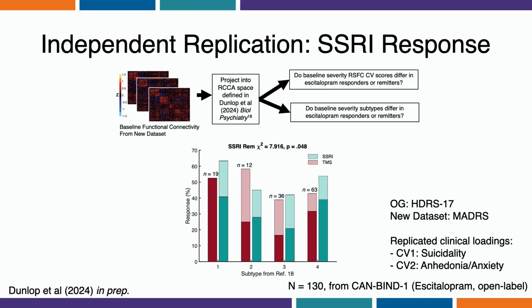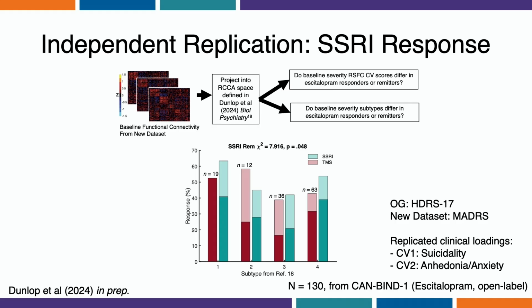Interestingly, we were also able to find differences in remission rates to SSRIs, such that subtype 1 had the best remission rates, not only to TMS, but also to SSRIs. Interestingly, subtype 2 also fared very well to SSRIs in terms of their response rates. And if you looked at different patterns of symptom improvement, they actually saw some of the greatest improvements in their anhedonia.